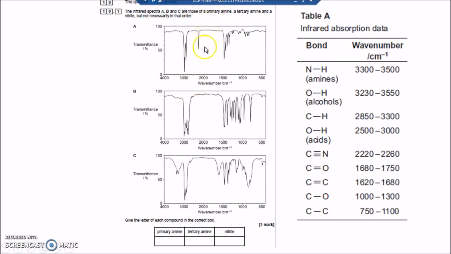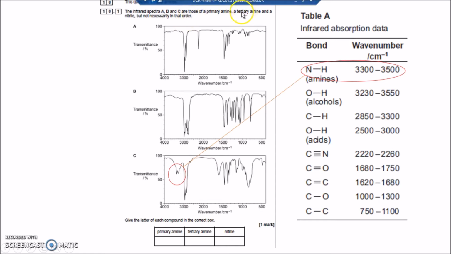The next question asks you to identify which one is a primary amine, a tertiary amine and a nitrile. Well, a primary amine has got 1 carbon joined to an N, so the N, which has 3 bonds, must then have 2 hydrogens. So a primary amine has got an N joined to a carbon and 2 hydrogens joined to the N. So it's got to have this bond in it. Your primary amine has got a peak at 3300 to 3500, which is this one here, and that's missing in the other 2. So this one is your primary amine.